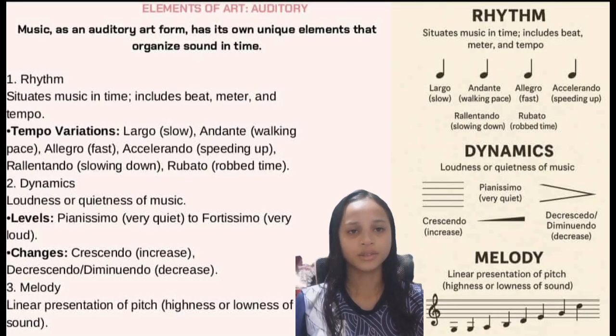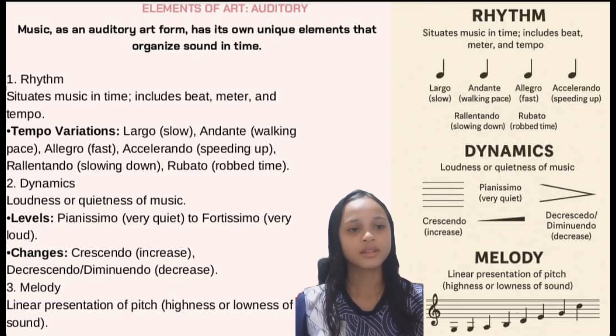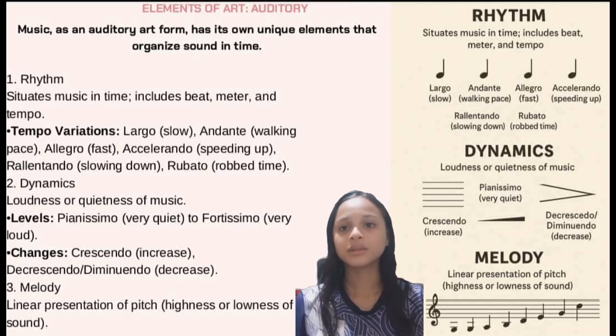Elements of art: auditory. Music as an auditory art form has its own unique elements that organize sound in time. So the first element is rhythm. Rhythm in music is time, which includes beat, meter, and tempo. So, rhythm is how music is organized in time, including the beat, tempo, and meter. Tempo can be steady or change, with terms like accelerando, speeding up, or ritardando, slowing down.